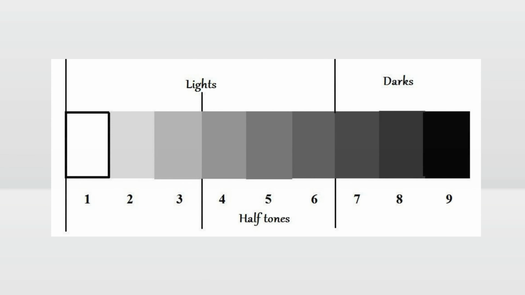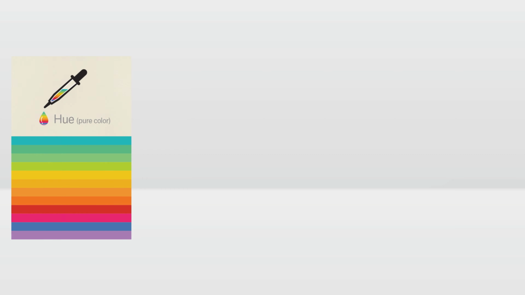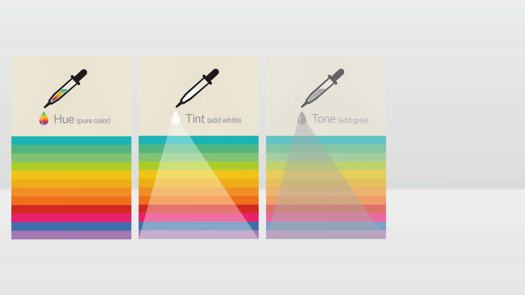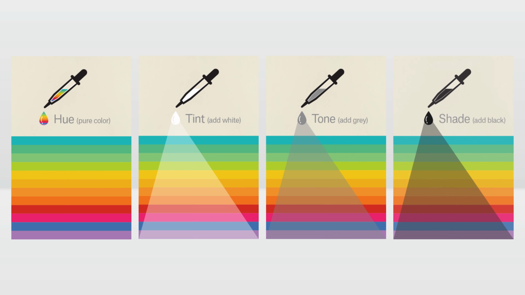Value is how light or dark a color is on a scale. To create tints, tones, and shades, begin with a pure color and add white to create a tint, gray to create a tone, and black to create a shade of that original hue.